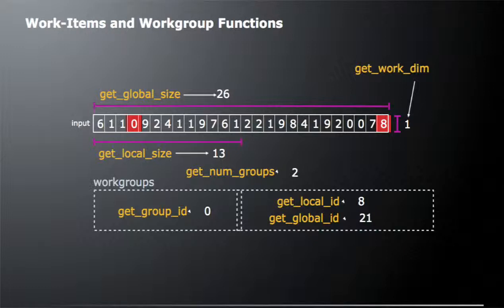The next thing we might call is, what's the size? Get the global size of the work. In this case, we're going to get 26, because this tells us there are 26 work items in our global size. The next thing we might want to find out is, what's the local size?